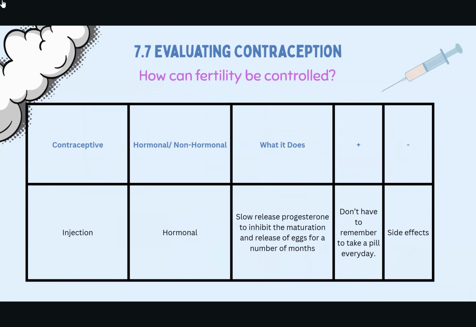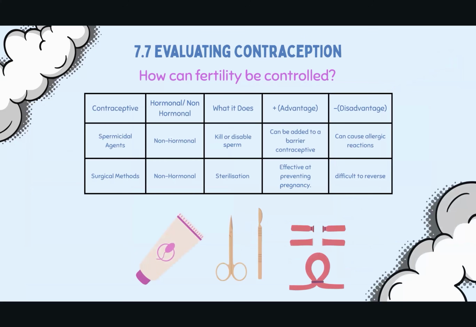Then you've got the injection. It's hormonal. It slowly releases progesterone to inhibit the maturing and release of eggs for a number of months. So once this is injected into a person's body, it just stays there, meaning you don't have to take a pill every single day. So that's an advantage, but it does have lots of side effects. No one's body should have 3 or 4 months of additional progesterone for no reason. But for someone who doesn't want to take a pill every day, it does have that advantage.